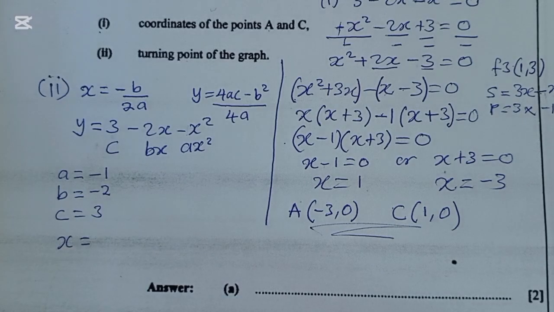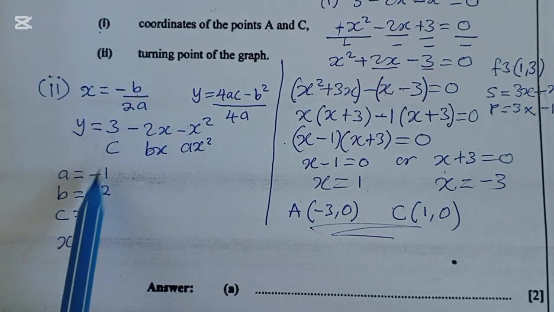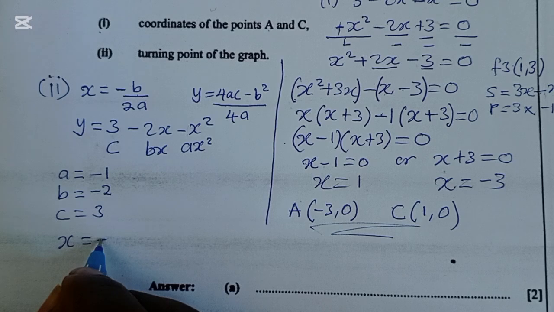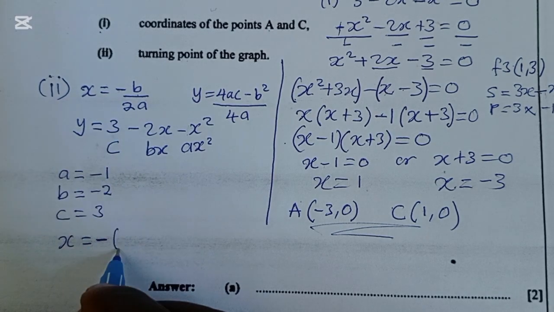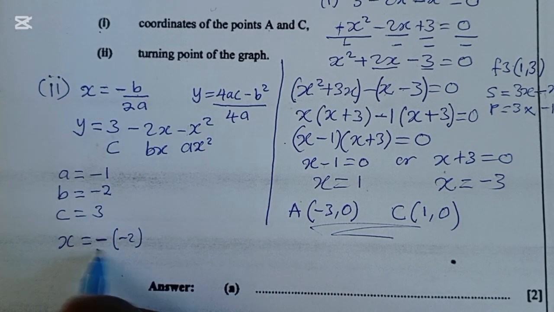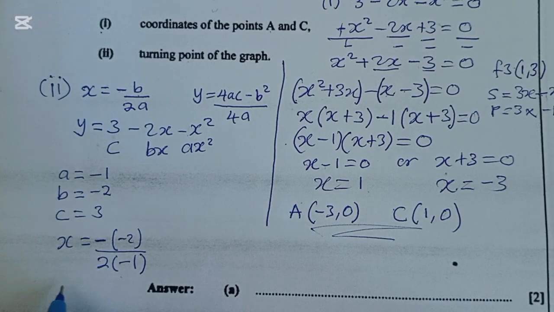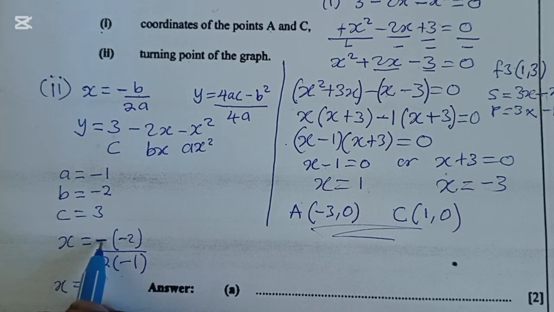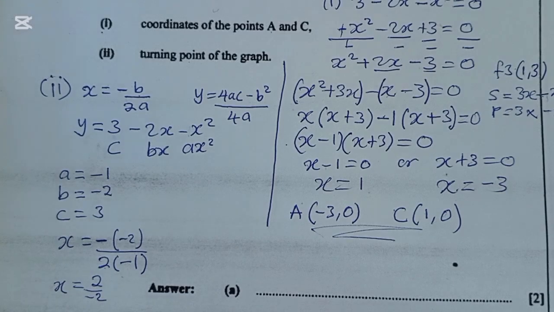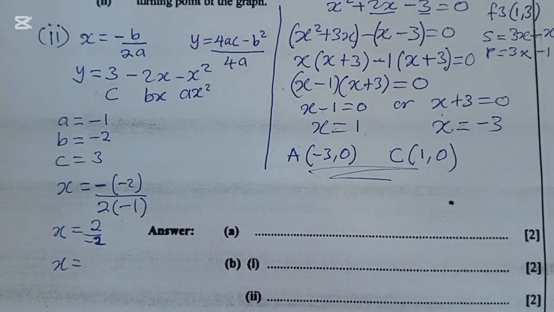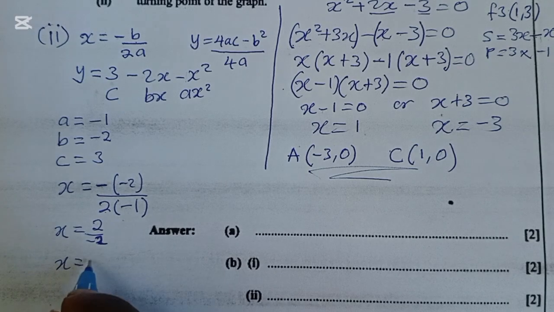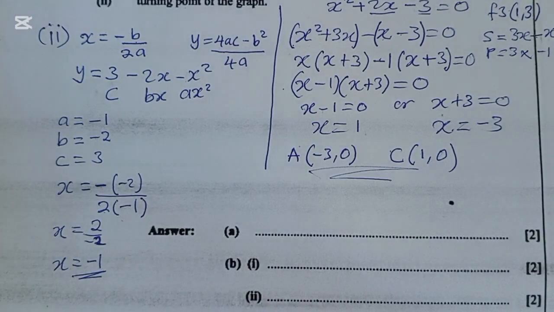So x equals, where there is b, I'll substitute negative 2. This negative is from the formula, and b itself is a negative, over 2a, which is negative 1. So x is equal to negative, that is positive 2, over 2 times negative 1, which is negative 2. Negative 2 into 2, the answer is negative 1. That is the value for x.